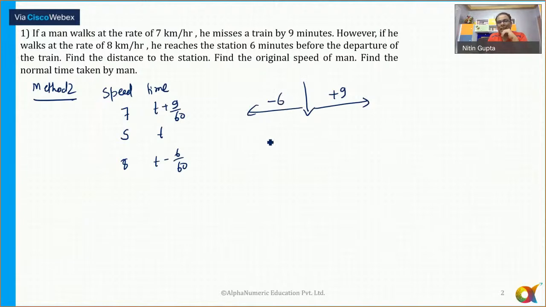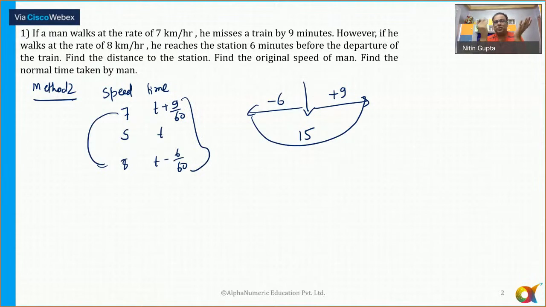So what is the total gap between these two time slots? That is nothing but 9 plus 6, that is 15. You can see the total gap will be 15. Like if I'm here, 9 minutes extra on one side and 6 minutes early on the other, so this total gap is of 15 minutes. Basically the time gap between these two is nothing but 15. Even if you take a difference between these two, it will come out to be 15 minutes.